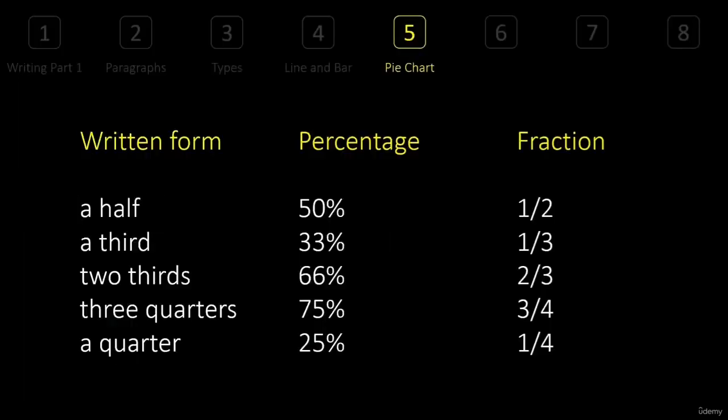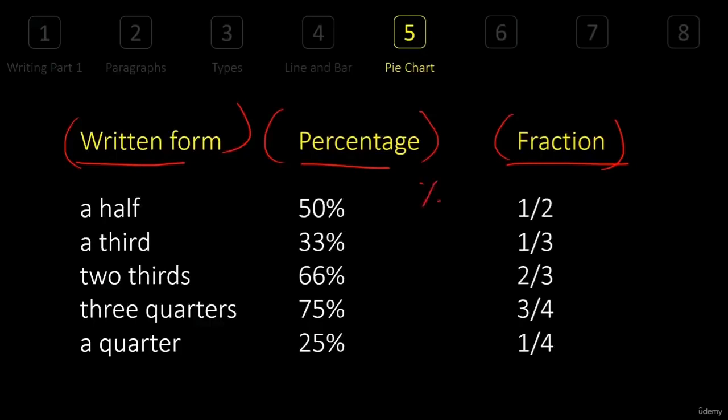The most important information in a pie chart that has to be separated is these three things. The first one is written form, how it differs from the percentage, and how it differs from the fraction. By the way, when we have a percent sign in front of a number, we cannot call it a percentage. So this cannot be said as "50 percentage". It's called 50%. But if there is no number included, we can call it a percentage, like a large percentage of people.